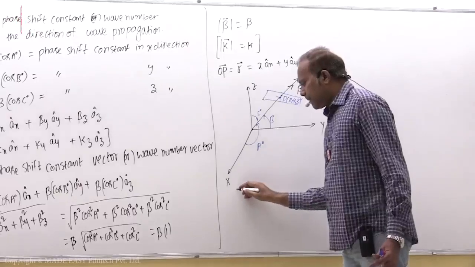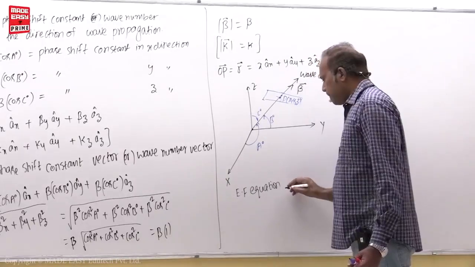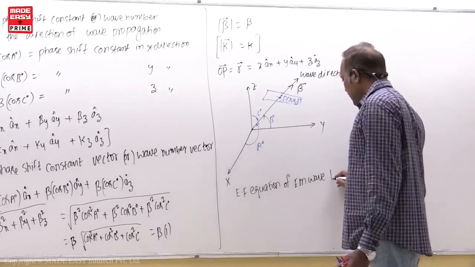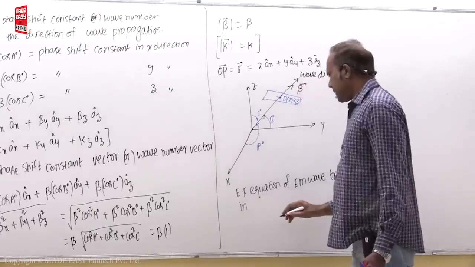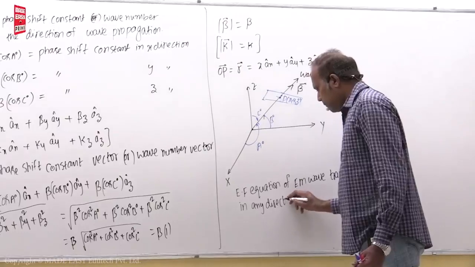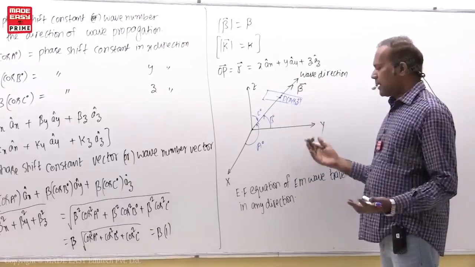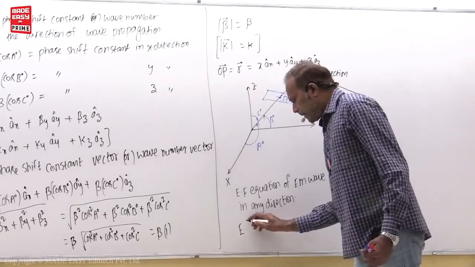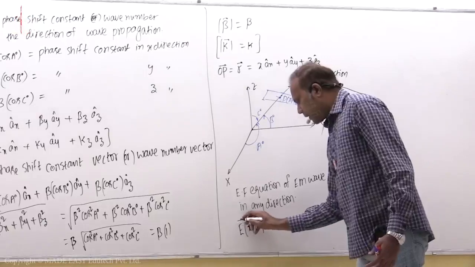the electric field equation of an EM wave traveling in any direction. Arbitrary means as you wish: x direction, y direction, x y z direction, like that. So now the electric field equation: the wave may travel in x direction, y direction, z direction, and it is a function of time.